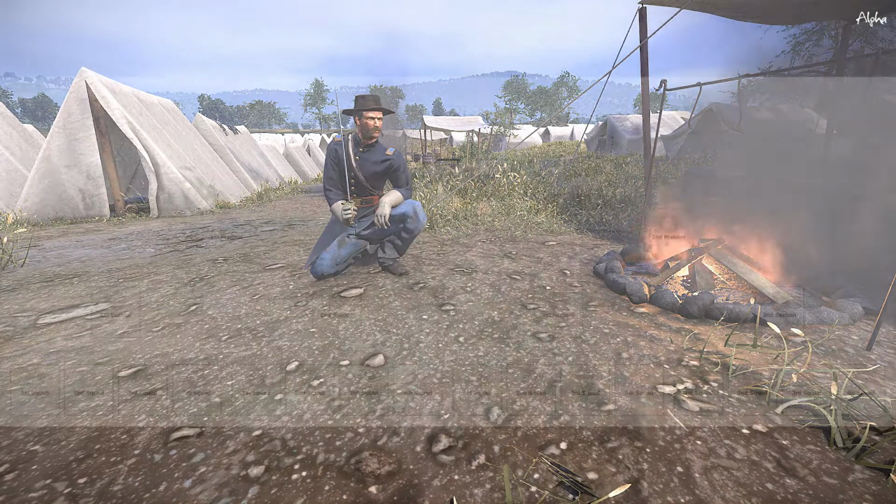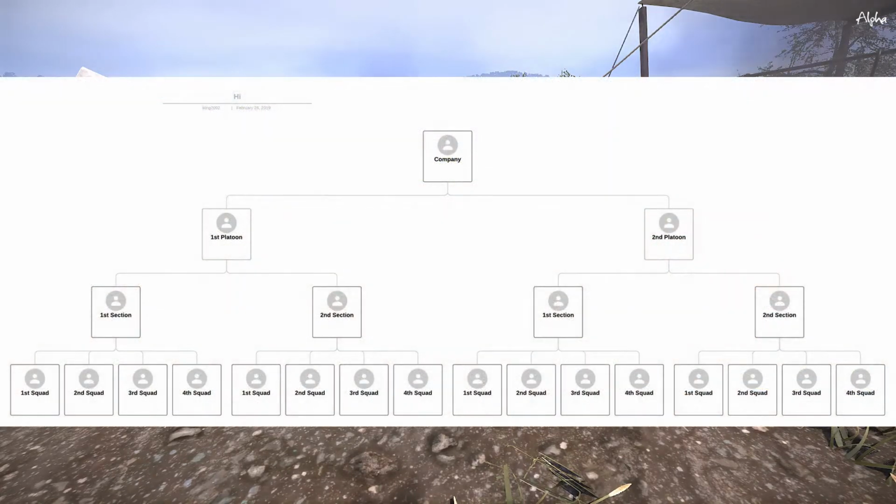Just to review, a company is led by a captain. A platoon is led by the captain or a lieutenant. A section is led by a sergeant, and a squad by a corporal.